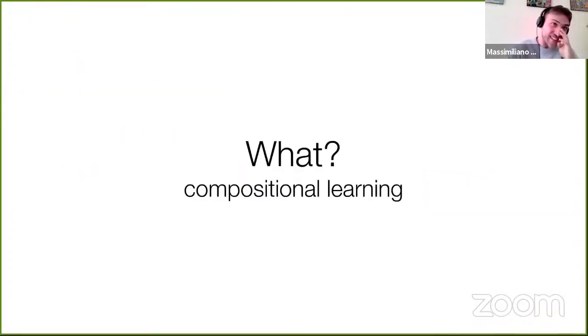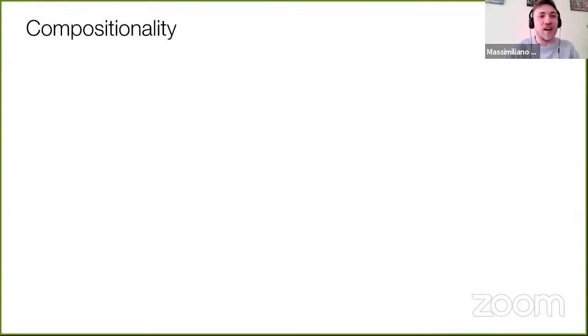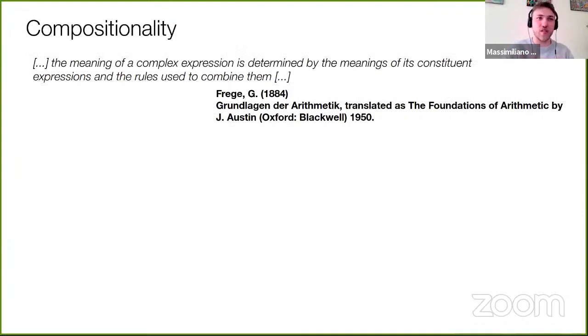So first, let's start with the what. What is compositional learning in general, and compositional zero-shot learning? If you go into the literature, the amount of information and definitions you can find about compositionality is really huge. Here I took just three of them. The first is what is called the principle of compositionality, which is roughly stated as: the meaning of a complex expression is determined by the meanings of its constituent expressions and the rules used to combine them.